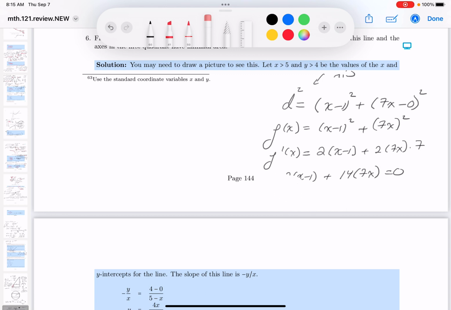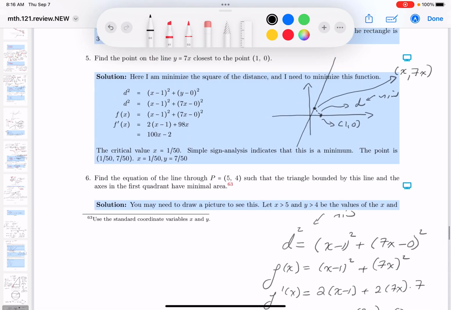So you get 2x, you get 2x minus 2 plus, 7 times 14, 70, and 28, 98x. That equals 0. Let's see, you get 100x equals 2, or x equals 1/50. All right, let's go back up here.